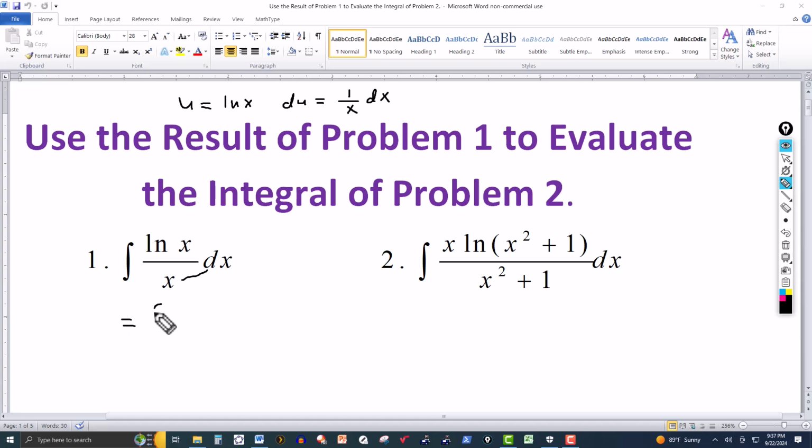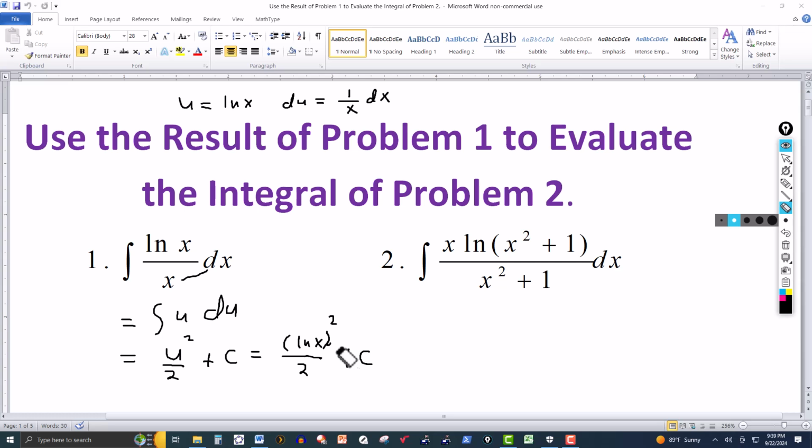So this will be the integral of u, and dx over x is your du. Now we just integrate with respect to u. Basic integration, and this will just give me, add 1 to the exponent there, that's 2, divide by 2, and then it's plus the constant of integration. And then we just go back to the original variable, so u, of course, is ln of x, and that's squared over 2, plus the constant of integration. And that's the answer to number 1.